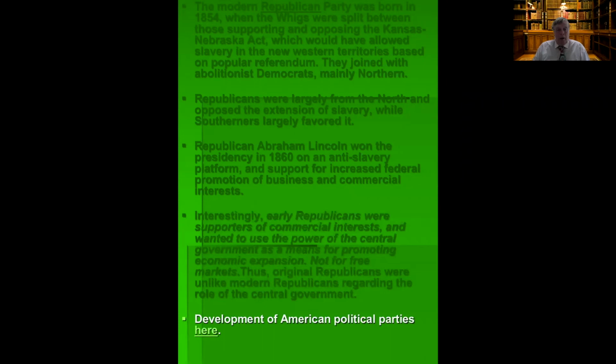You can see a timeline of the development of American political parties by clicking here, and we're going to do that.